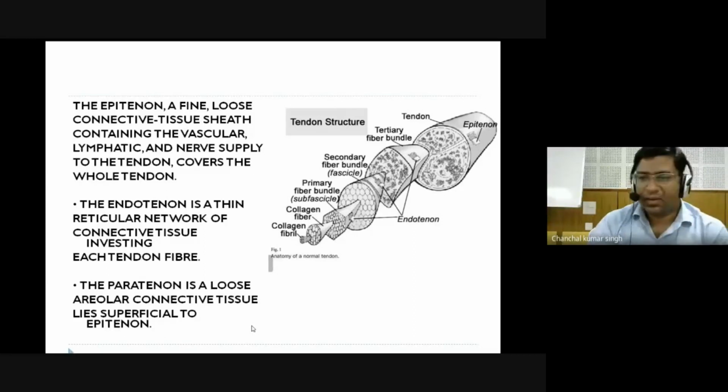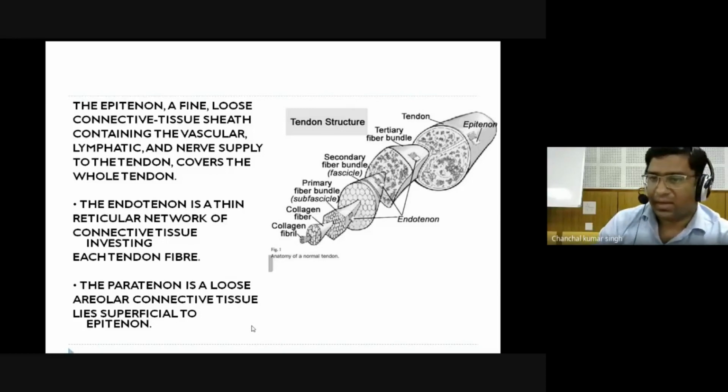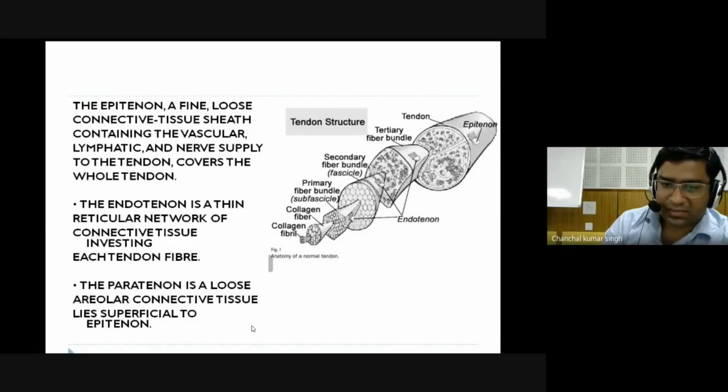Similar to a nerve, you have the core collagen bundles. You have epitenon, you have paratenon, and you have endotenon, as you have in a section of a nerve. So basically, the further in you go, you have collagen fibrils, then collagen fibers, and then a fascicle or a bundle. So these three are the microarchitectural subclasses. Basically, these are not visible to the naked eye.